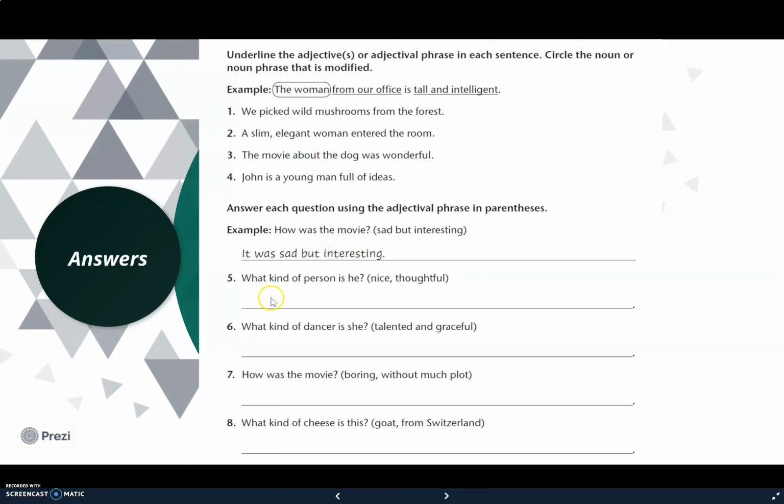Here we have another sentence. Nice, thoughtful, talented, graceful, boring without much plot, goat from Switzerland.